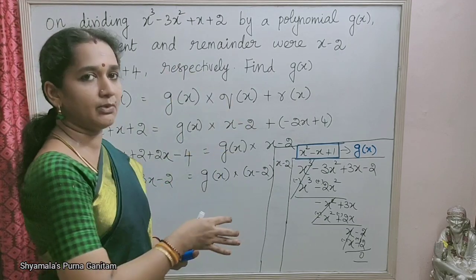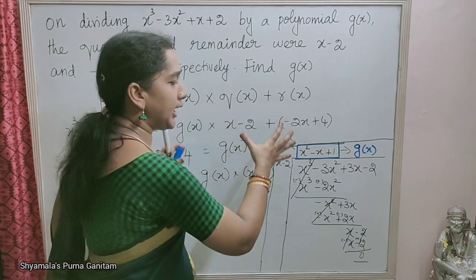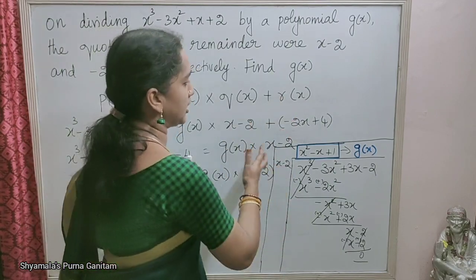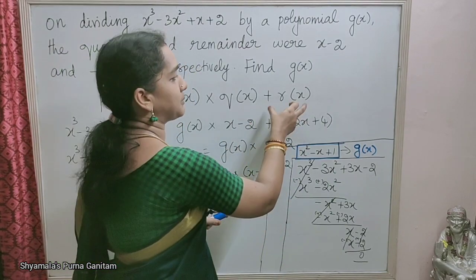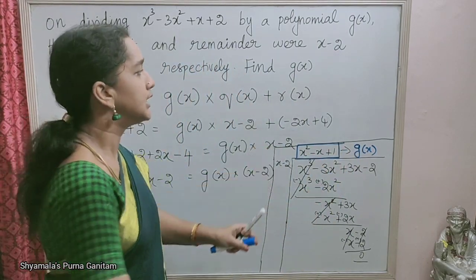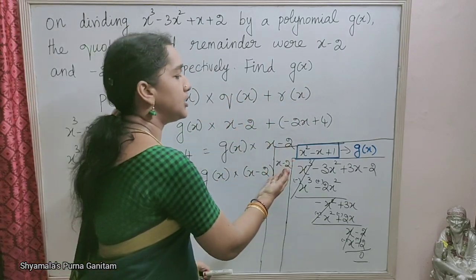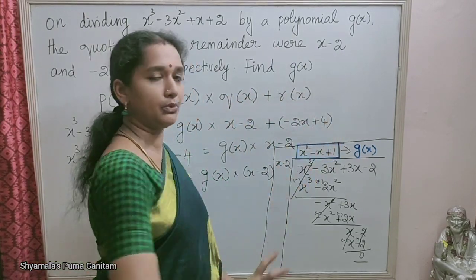So if a question is given, don't forget to subtract the remainder first. When you do it directly, without subtracting the remainder, you won't get the g of x. So first, you subtract the remainder from the given polynomial. Then you divide it. You will get g of x.